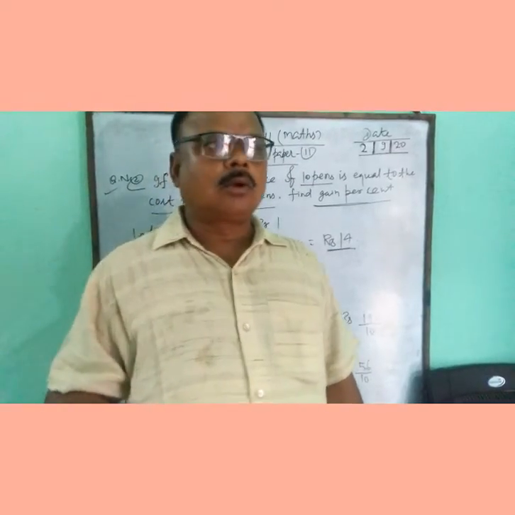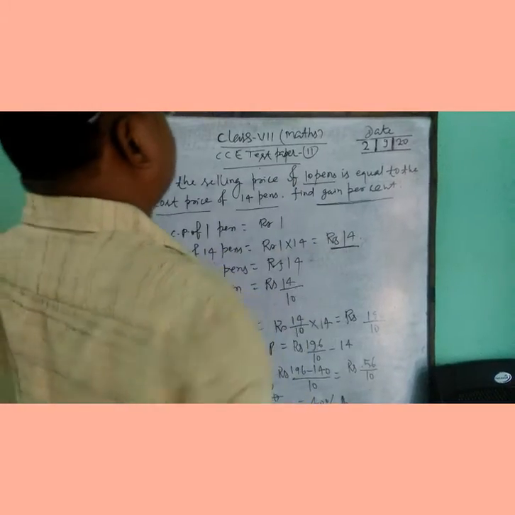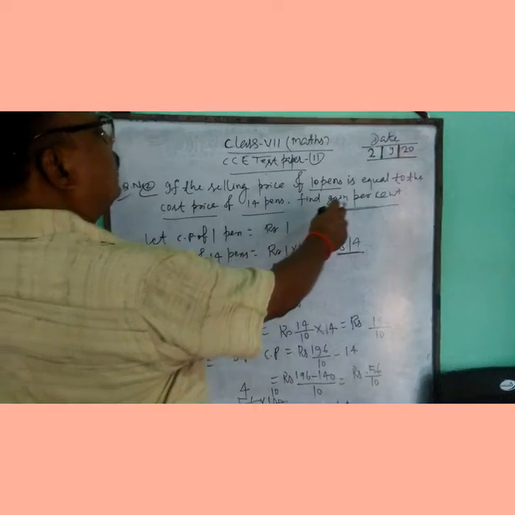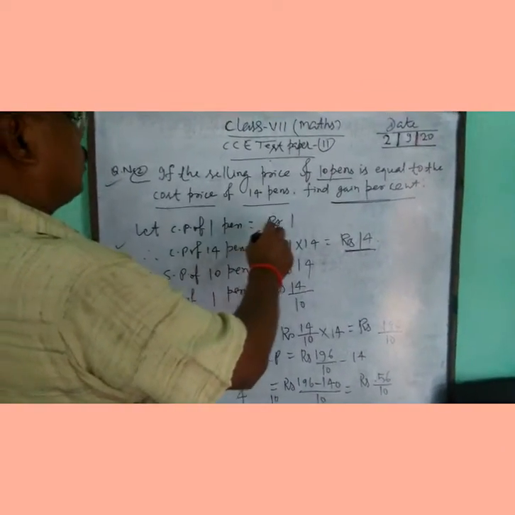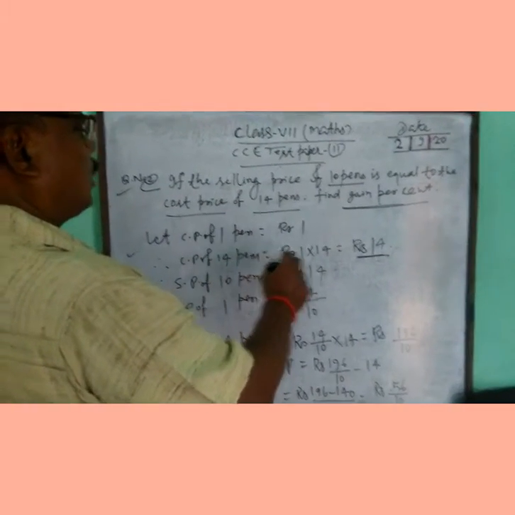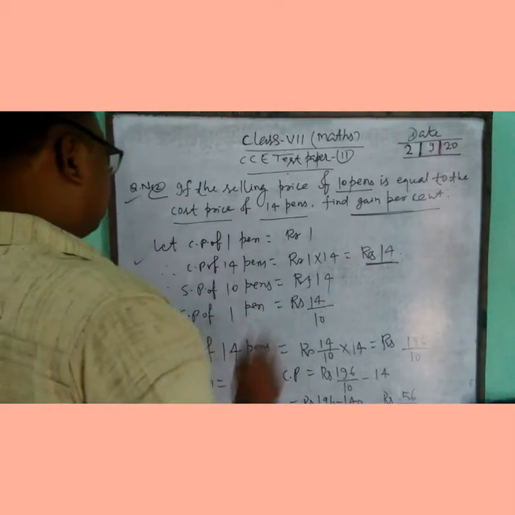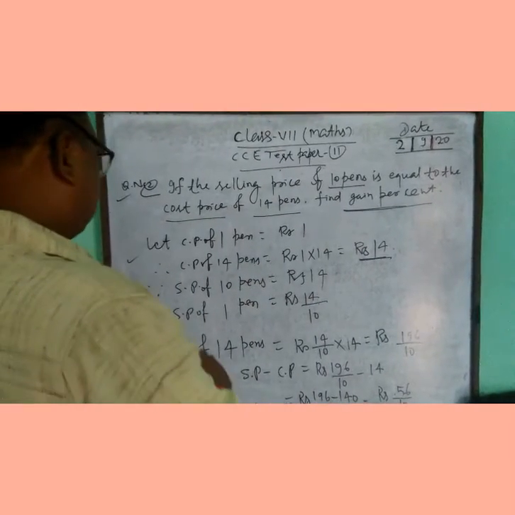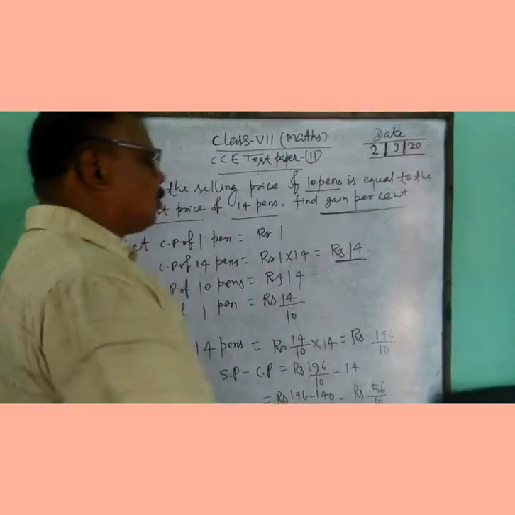Now students, question number second. If the selling price of 10 pens is equal to the cost price of 14 pens, find the gain percent. Let CP of 1 pen is equal to Rs 1. This is CP of 14 pens is equal to Rs 14. Because we have given SP of 10 pens is equal to Rs 14, therefore SP of 1 pen is equal to Rs 14 by 10. Therefore SP of 14 pens is equal to Rs 14 by 10 multiply 14 is equal to Rs 196 by 10.